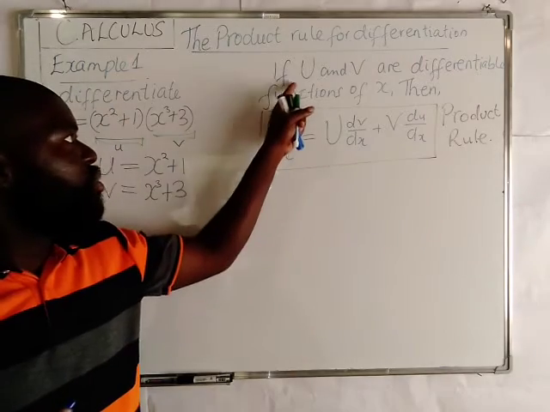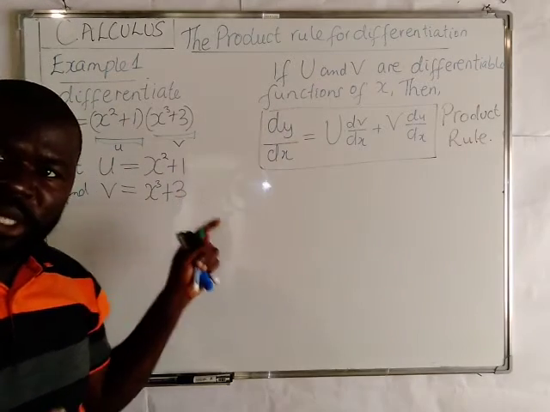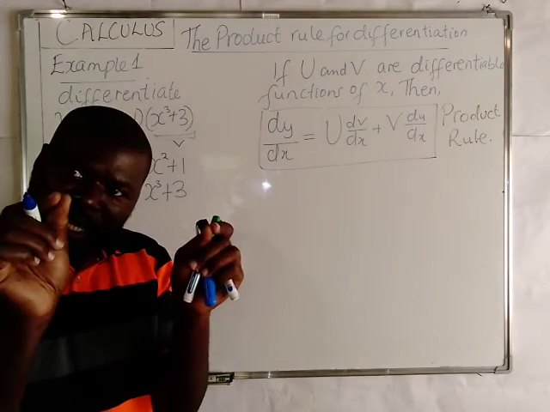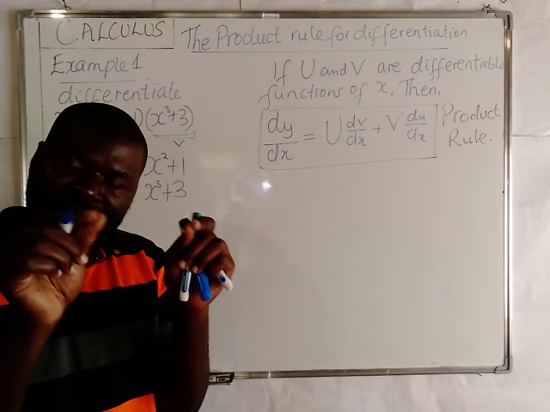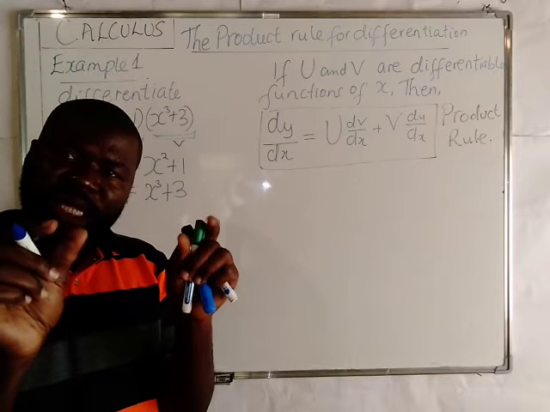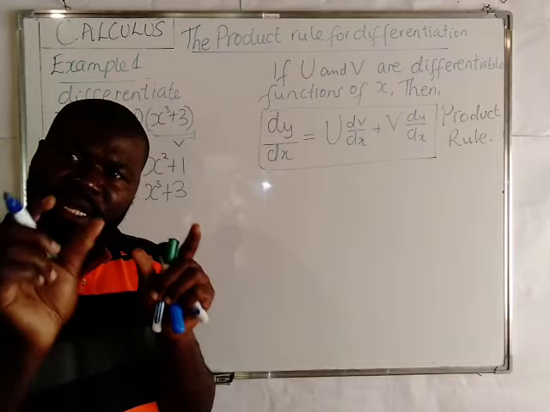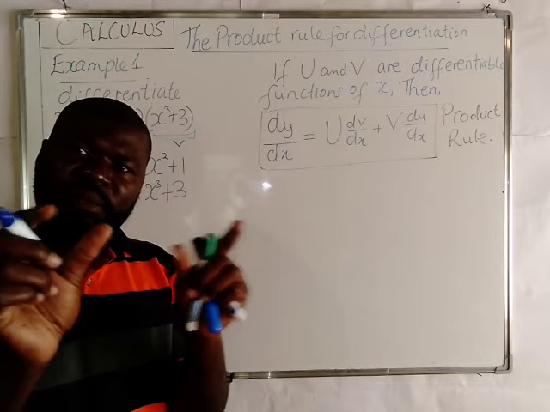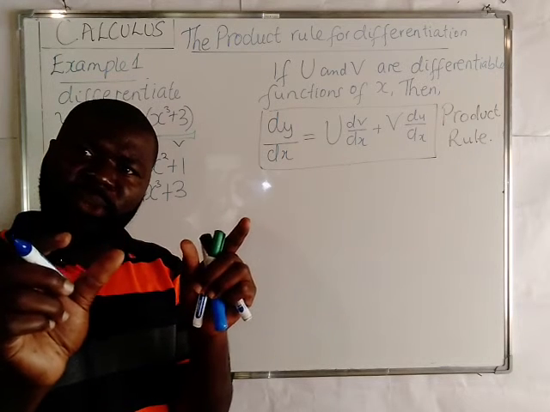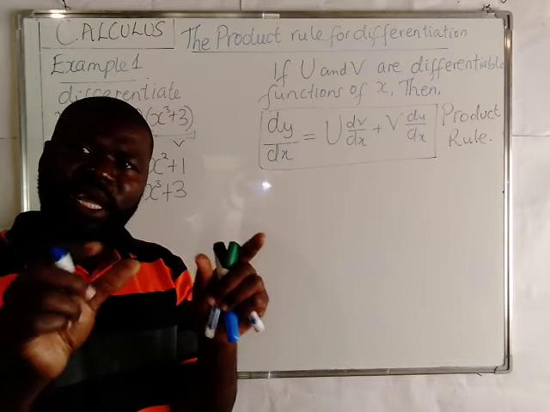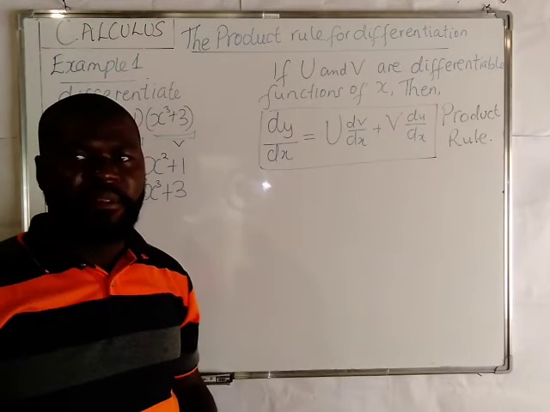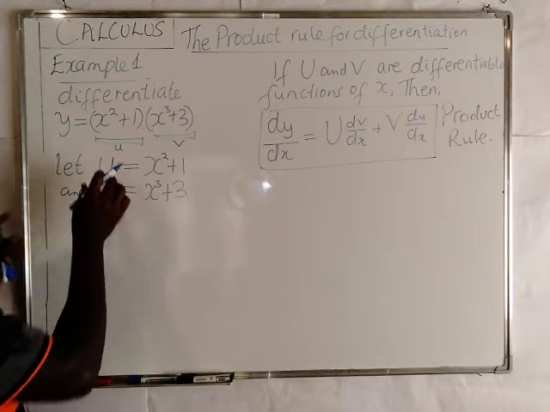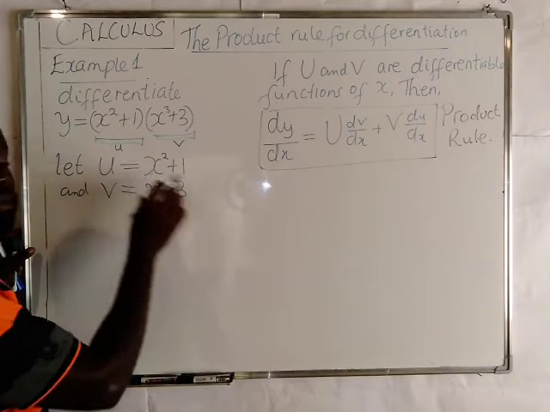So you are supposed to let the two factors that are forming a product in f of x or y, one be u and the other one be v. It doesn't matter which one you choose to be u and which one you choose to be v, as long as they are there. Okay, so we have u and v.